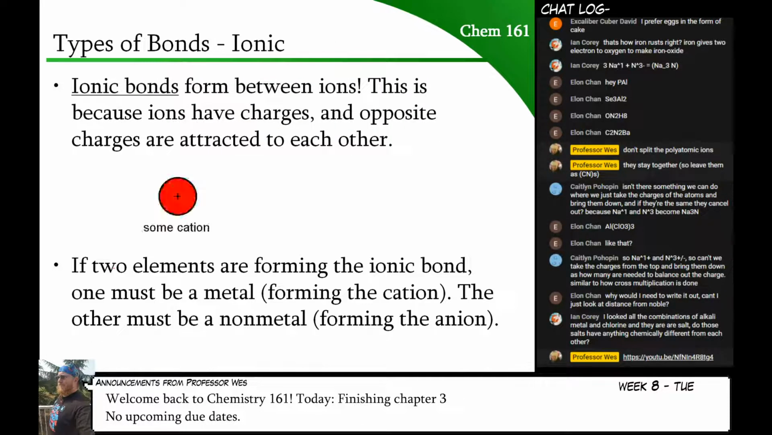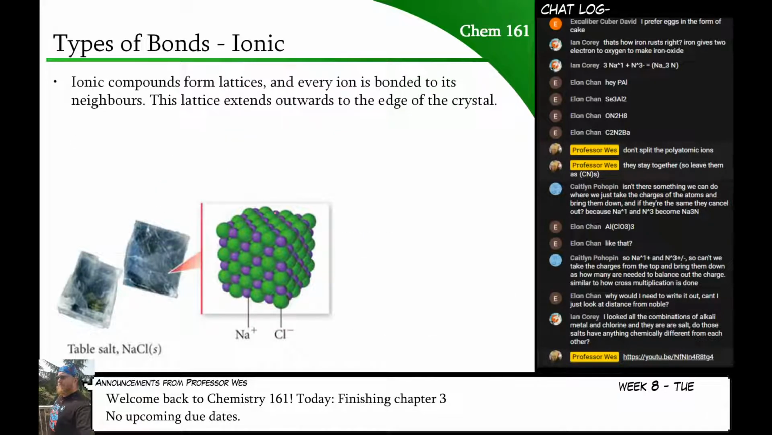Now, we've already talked about ionic bonds. Here's our ionic bond. You need a cation to make the positive part. You need an anion to form the negative part. The attraction is what causes the ionic bond. So that's cool and all. Let's talk a little bit more about ionic bonds in detail.